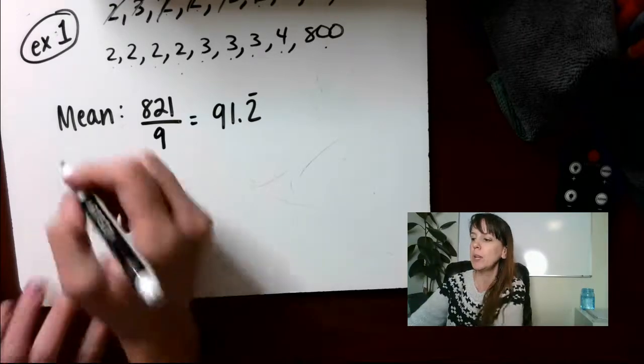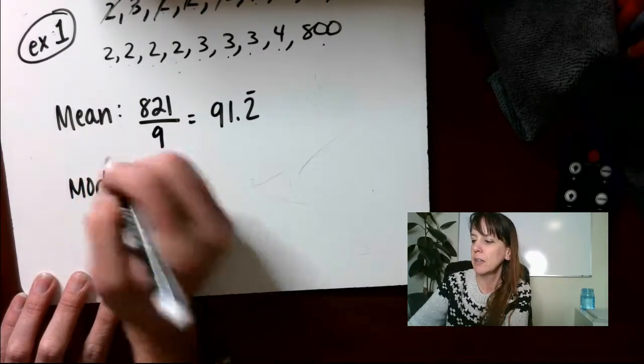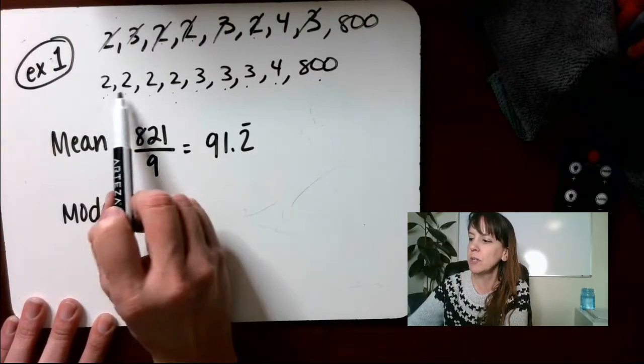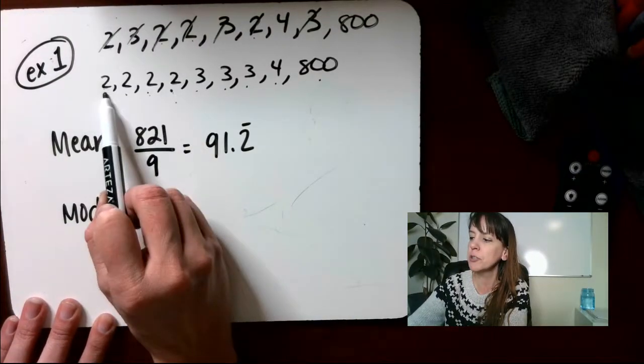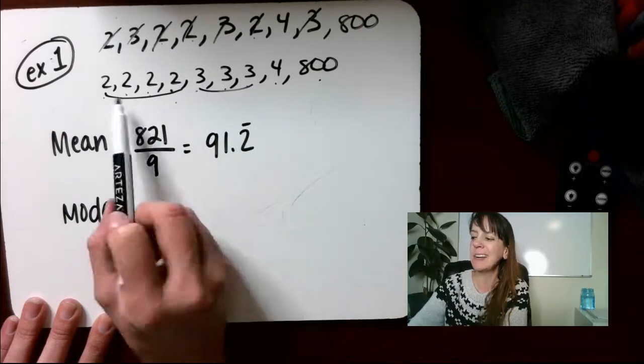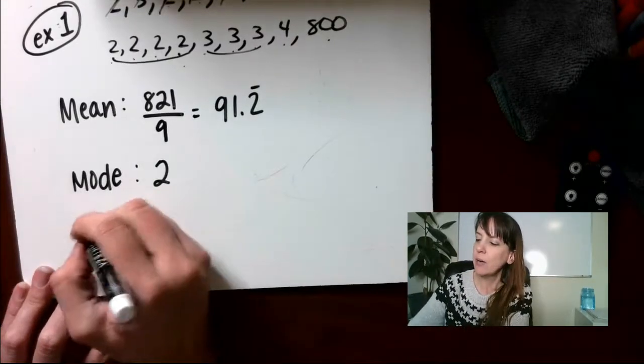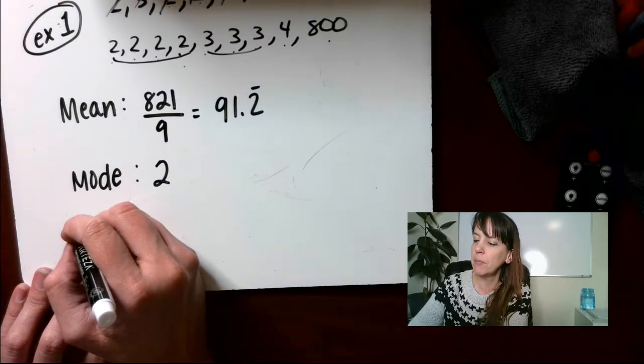Okay, the mode, most often. So your mean is 91.2, but your mode is, there's 4 twos, 3 threes. I'm going to say it's 4 twos. So your mode is 2. Okay. Now what was the other one?